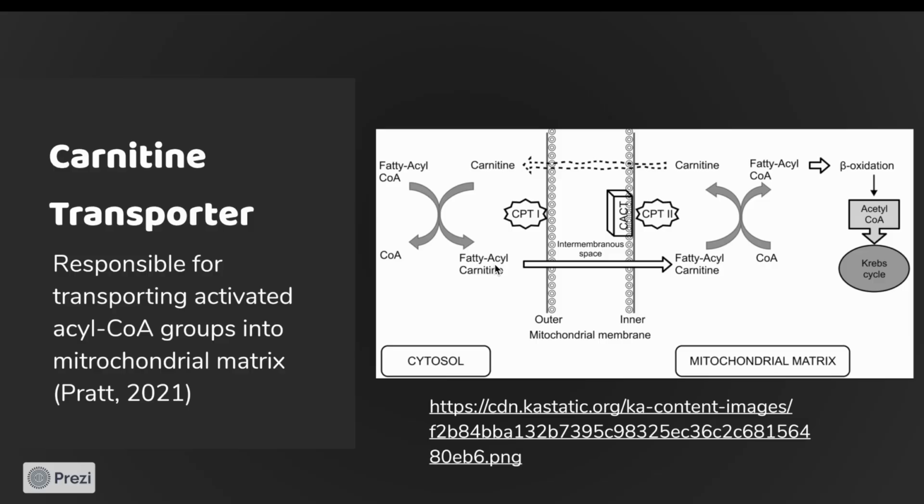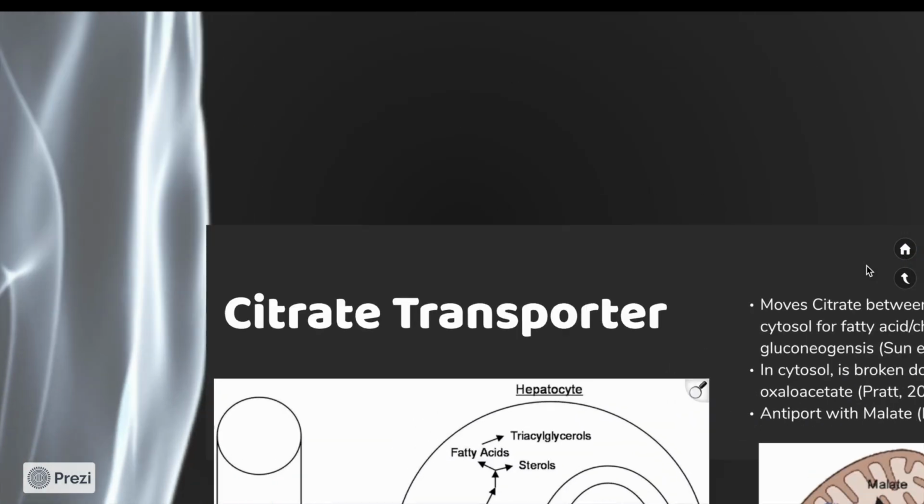And then from there it can transport through the carnitine transporter, come out the other side, and then the CoA again can displace the carnitine this time and reproduce that fatty acyl CoA. And then we can go through beta oxidation, create acetyl CoA, and all that good stuff.